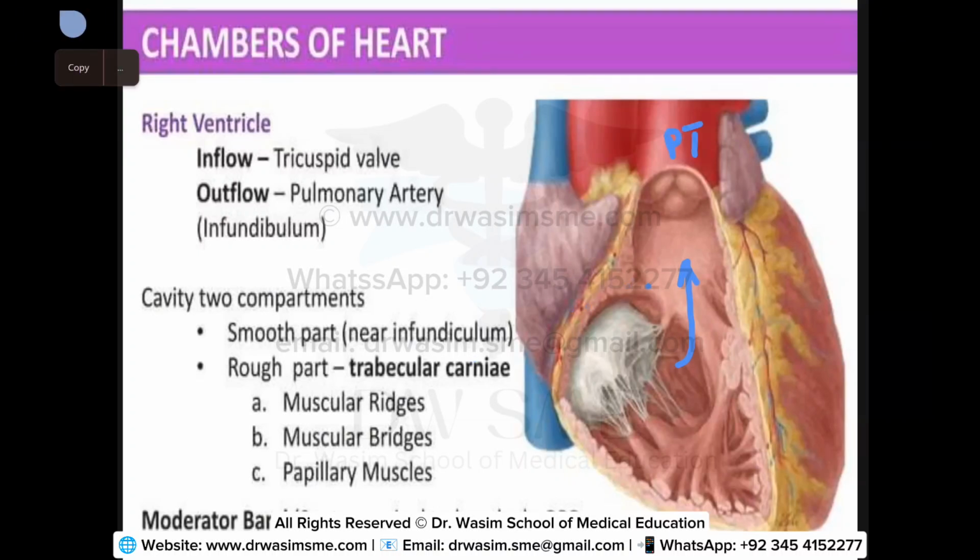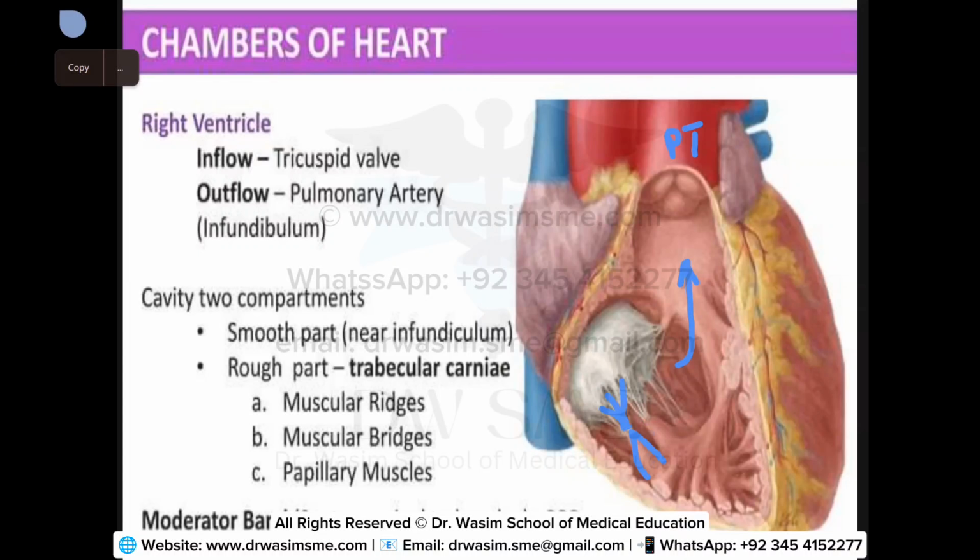Again, the right ventricle is divided into a smooth part, which is near the infundibulum, the dilated part just below the pulmonary trunk, and this rough area. This rough area has multiple structures. The cusps of the tricuspid valve are attached by means of the chordae tendineae to these papillary muscles. These are the papillary muscles, and these are the very thin strings connecting the cusps of the tricuspid valve to this area.